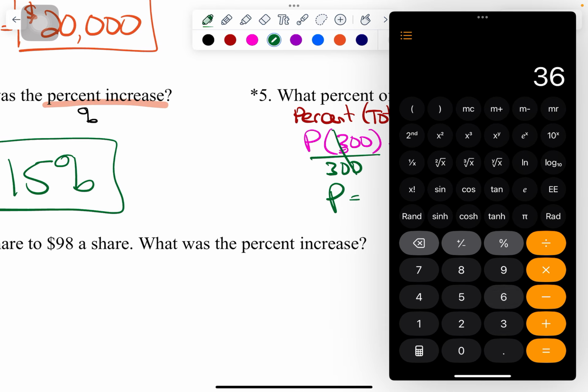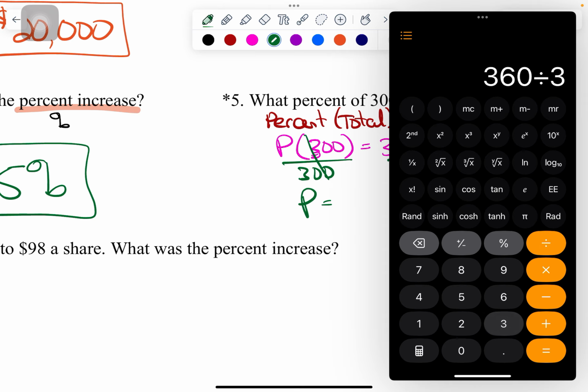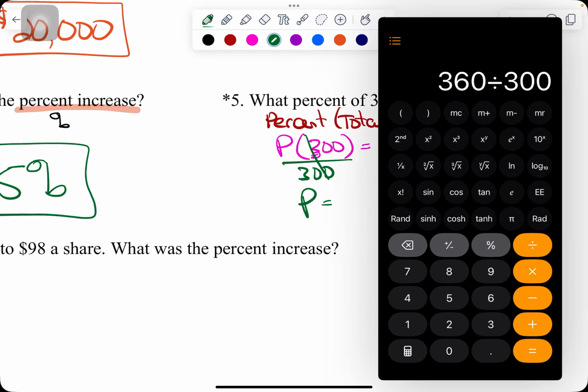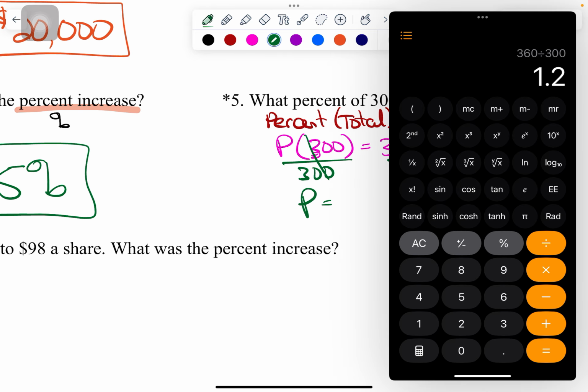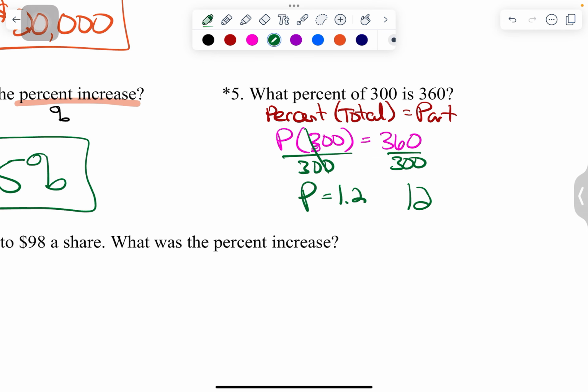So 360 divided by 300, trying to see if the calculator will move. Yeah, 300, okay. Equals 1.2. So that's the decimal equivalent. So 1.2, and then if I multiply by 100, it's 120%. All right, what percent? Yep, that makes sense.